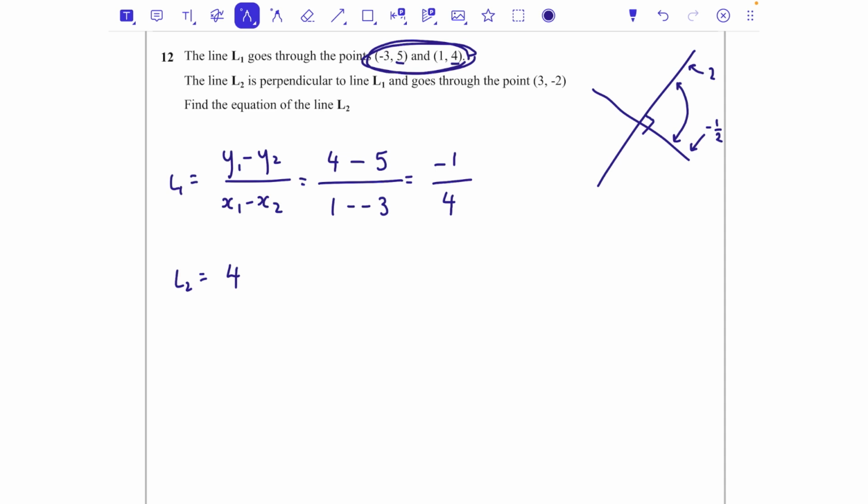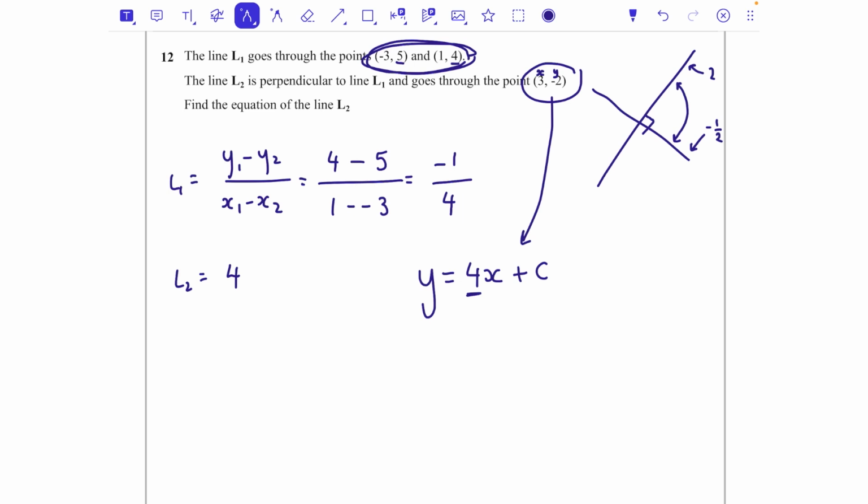The reciprocal of 1/4 is 4, and since L1 had a negative gradient, we know that L2 is going to have a positive gradient for them to meet at a right angle and be perpendicular. Okay, so I now know that the equation of line 2 is going to be y equals 4x plus c. We've got that gradient of 4, y equals mx plus c, m is the gradient, but we now need to work out the y-intercept. To do that, we're going to use this value here, and for this coordinate, x is 3 and y is -2, and if it lies on the line, those values will make this equation true.